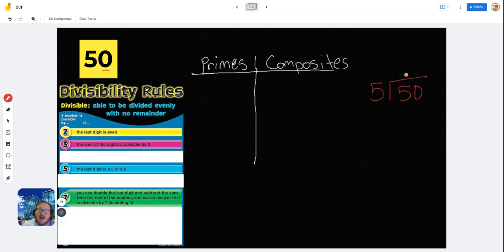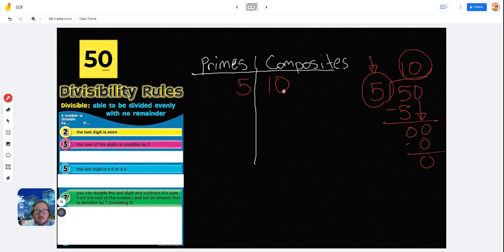And I know that 5 times 1 gives me 5. I subtract that. I get 0. I bring down my 0. And then I do 5 times 0. Subtract that, and I'm at 0. So my two factors I have are 5 and 10. Well, 5 is a prime. So I'm going to put it in my primes, and my composite's going to be 10.